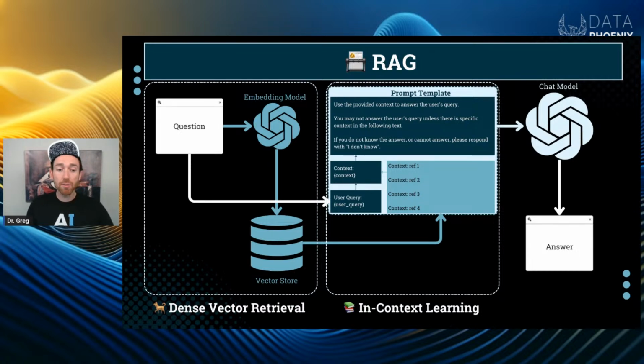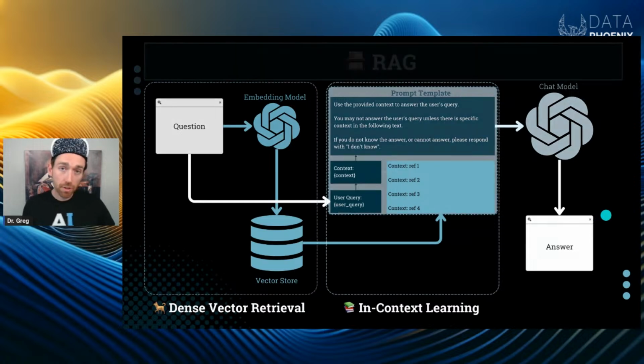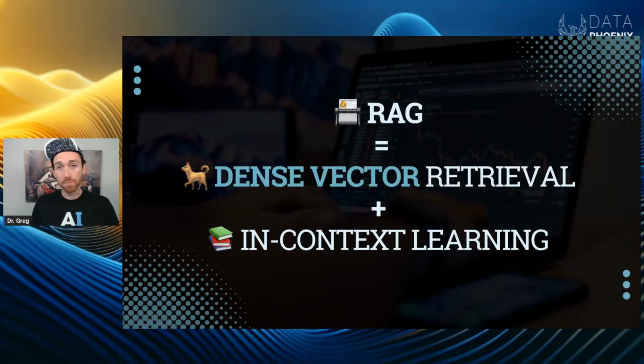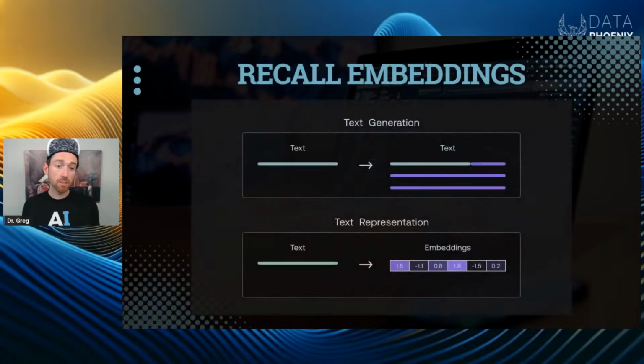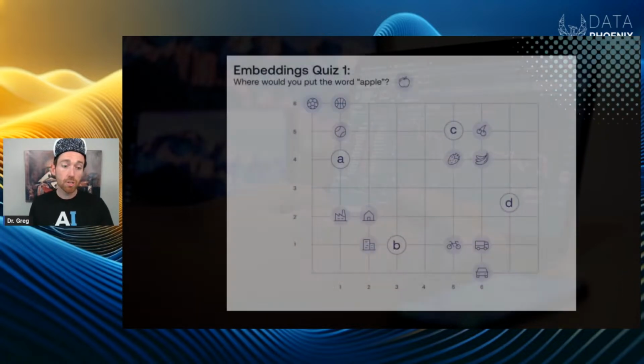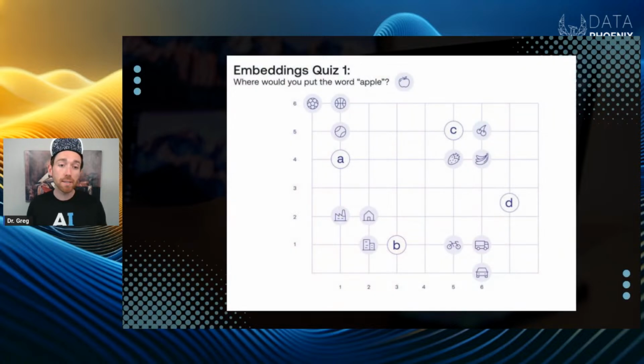When we talk about the retrieval aspect of RAG, and we talk about dense vector retrieval, I want you to think about embeddings in general, text into numbers. You can look at an embedding space like this. Where do you put the fruit? Well, you put it with the other fruits, right?